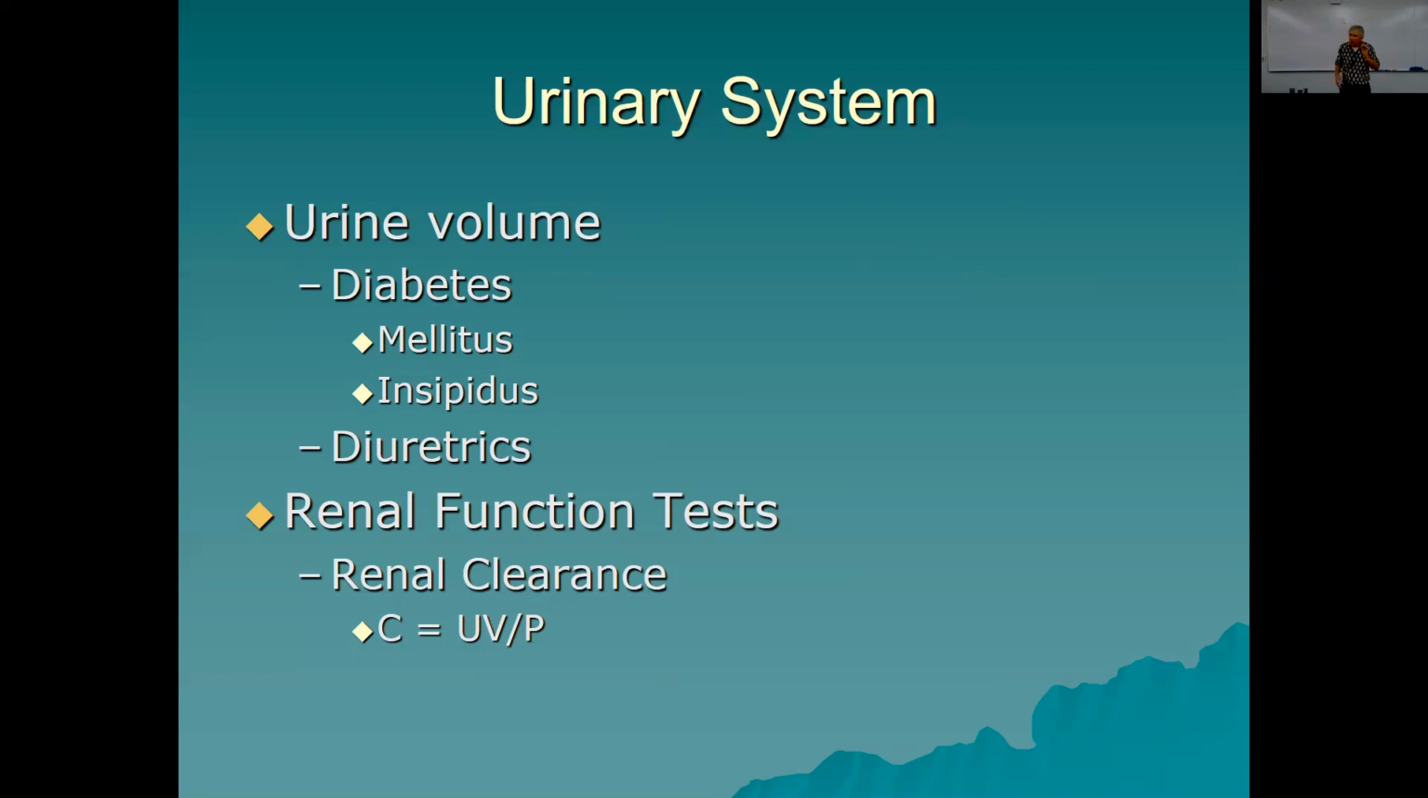Diabetes insipidus is a lack of ADH. So you make tremendous amounts of really watery urine at 50 milliosmoles because there's no ADH present. So here's the thing.